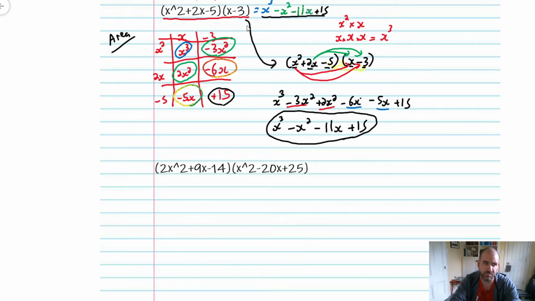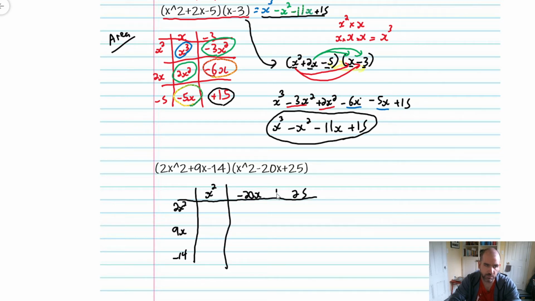Okay, so this is our expanding of polynomials. All right, this one, same idea. I find with the really big ones, sometimes the area model is actually easier than the other method. So it doesn't matter which one goes on which side, but if I put x squared, -20x, 25, and then over here I put 2x squared, 9x, minus 14, and I build my area model. Right, here we go. Sorry, my lines aren't very straight. There we go. So then we just go through.